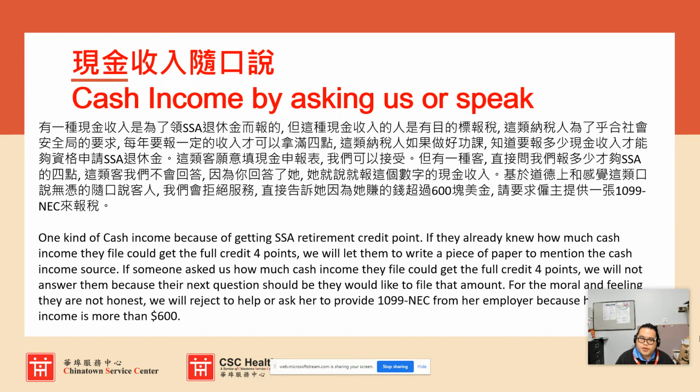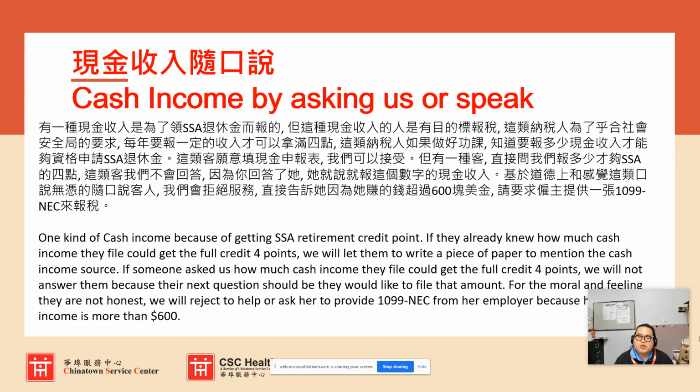They just want to fulfill the SSA credit points. So mostly this kind of person asks us about the credit points, how many credit points they could get after the foreign tax. This one we cannot answer them. If we answer them, they will be using this kind of amount for foreign tax, meaning they are not honest. So in this situation, they need to fully prepare their homework.